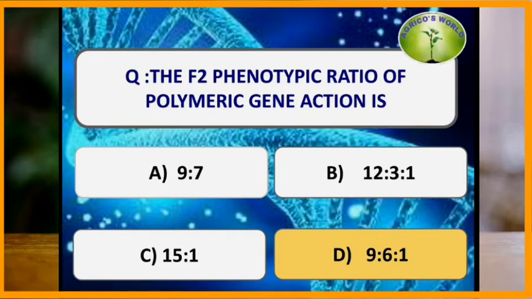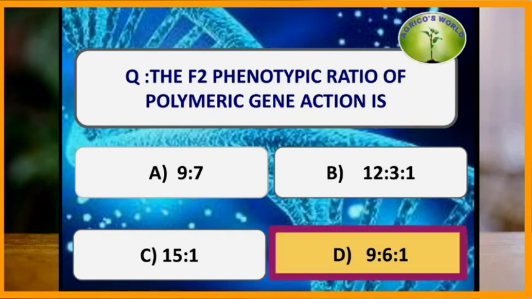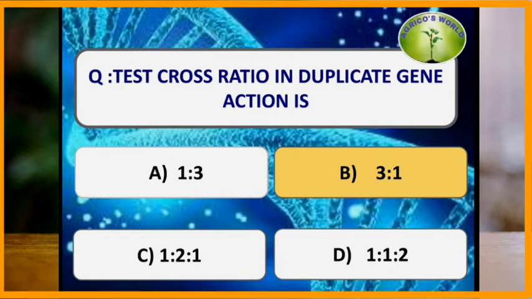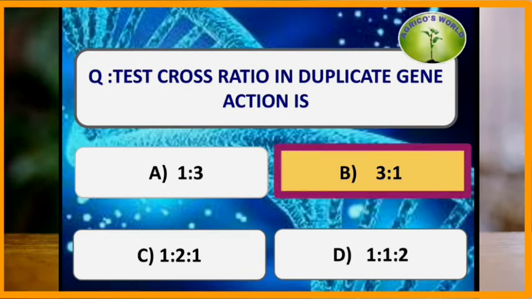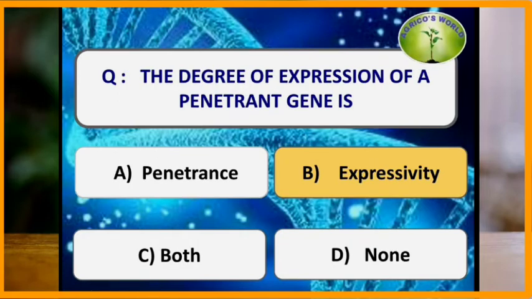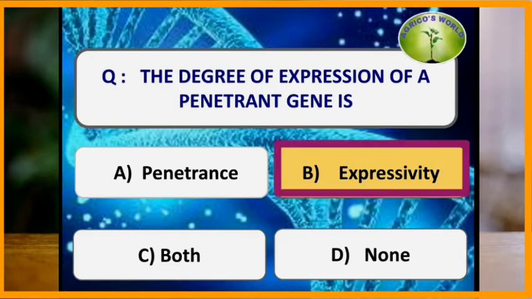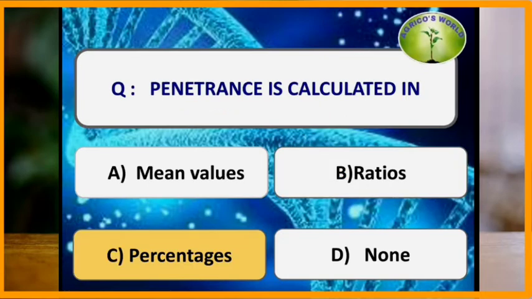The F2 phenotypic ratio of polymeric gene interaction is 9:6:1. The test-cross ratio in duplicate gene action is 3:1. The degree of expression of a penetrant gene is expressivity. Penetrance is calculated in percentages.